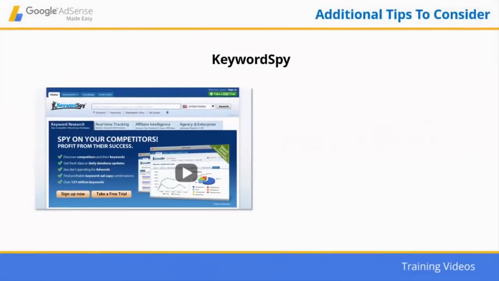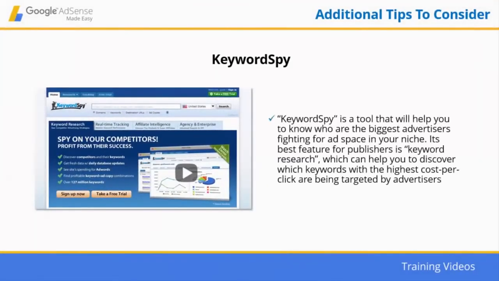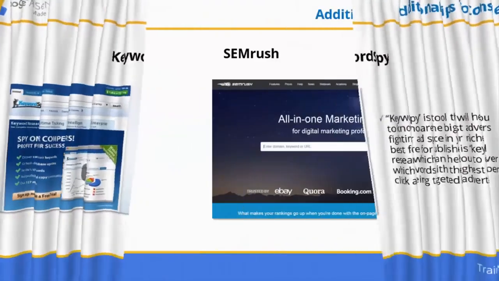Keyword Spy. Keyword Spy is a tool that will help you to know who are the biggest advertisers fighting for ad space in your niche. Its best feature for publishers is keyword research, which can help you to discover which keywords with the highest cost per click are being targeted by advertisers.